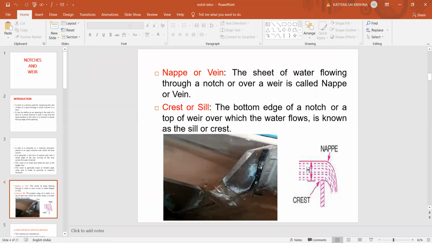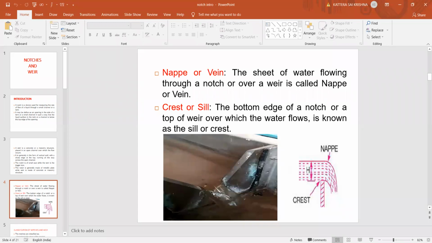This is called a notch. This is made up of a metallic plate, right? If you keep a concrete slab or concrete wall here, that is called a weir. Here the two things we have to know are the names. This is a V notch, and there will be a point here, the V point. Below this V, on the backside of that, we'll have water there.